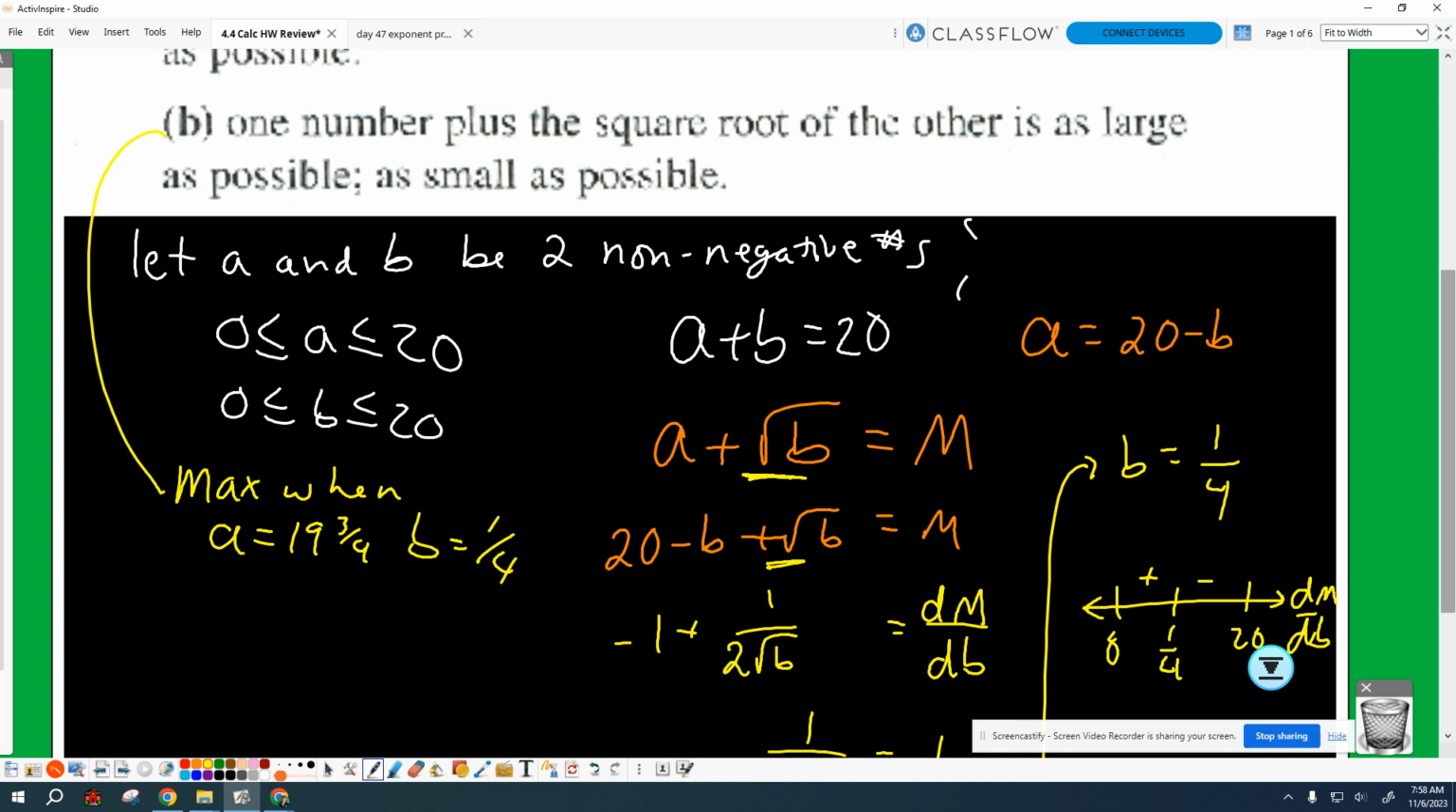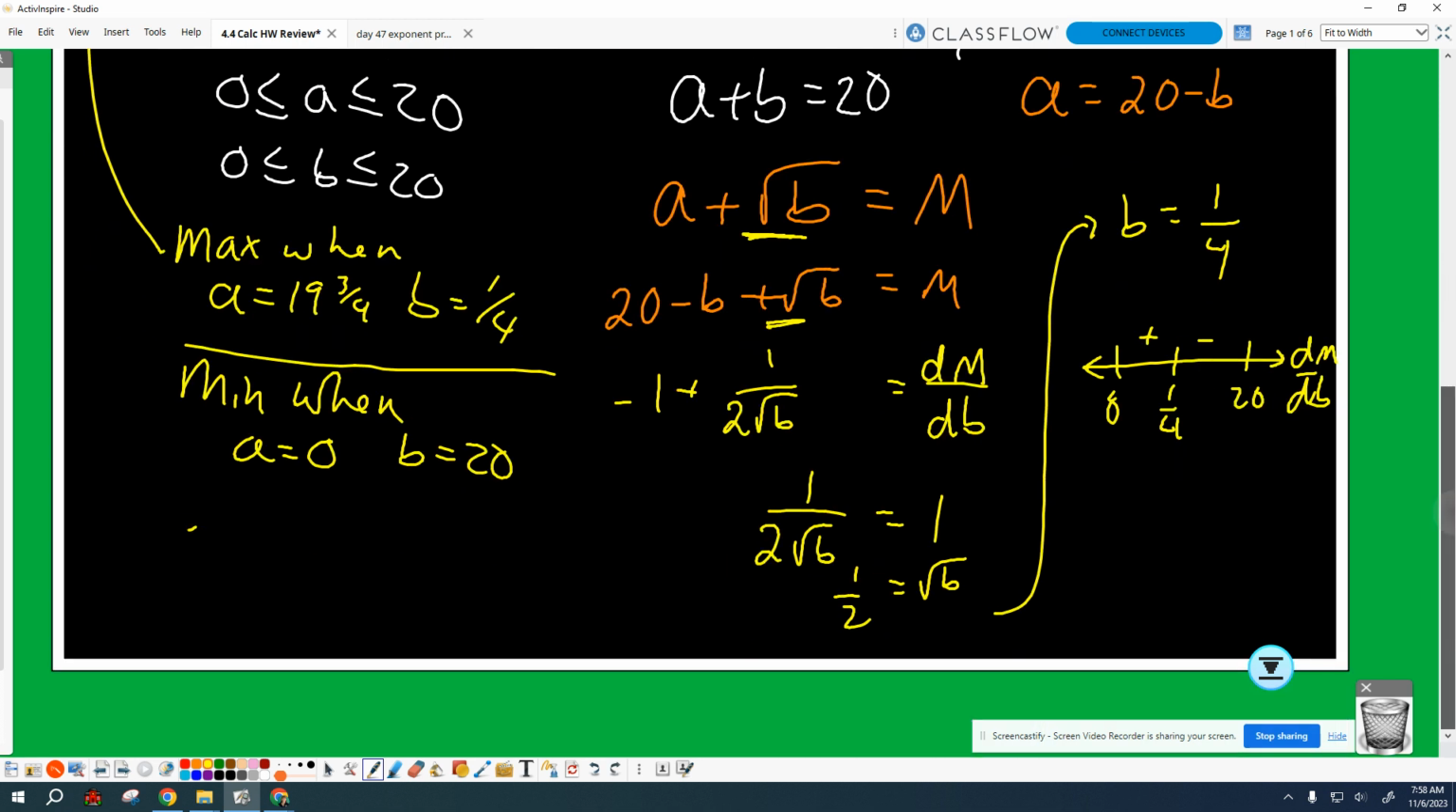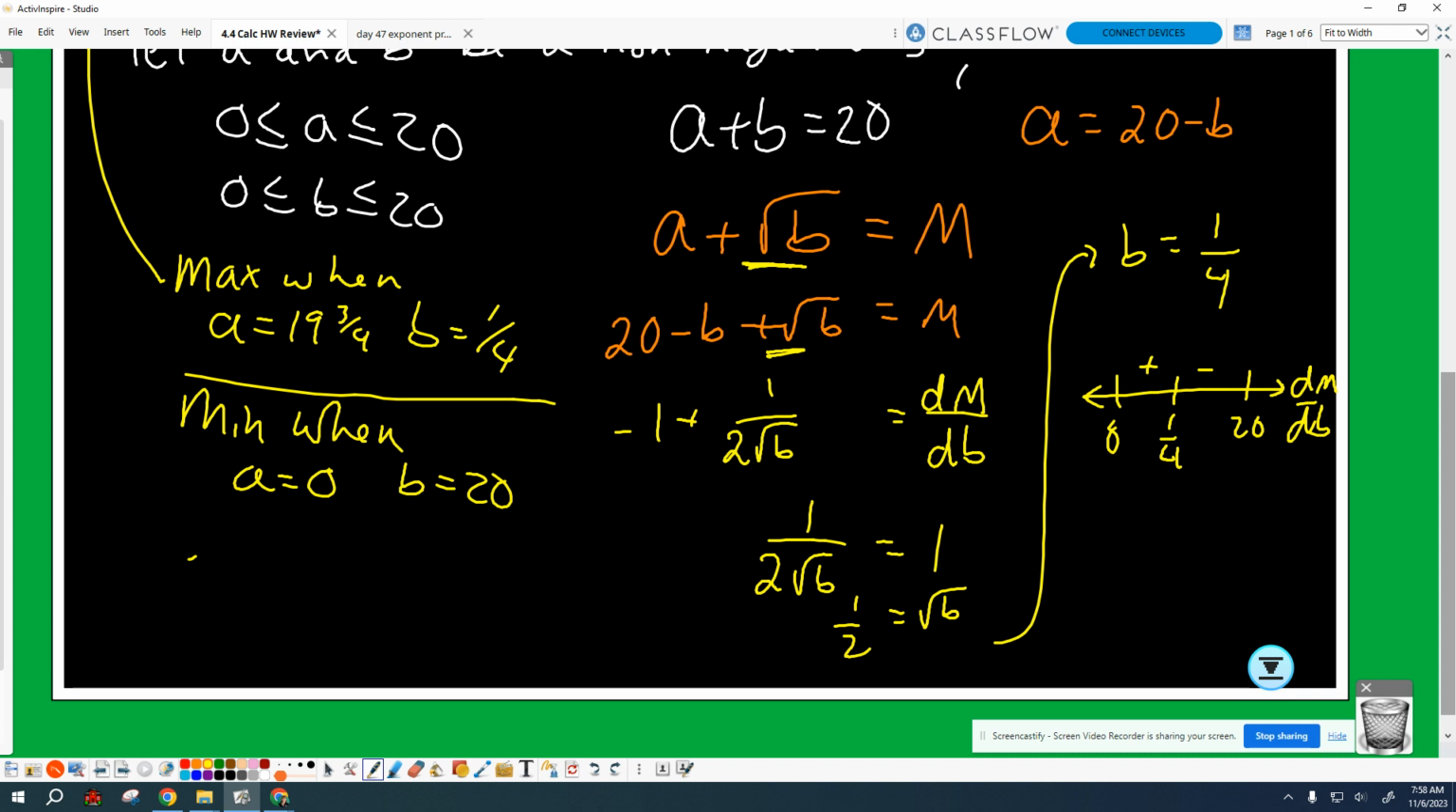Is A 20 or is B 20? Makes B 20. Then A's good. You guys agree? It says there's a minimum of this when A is 0 and B is 20. And how did he know? Because if 20 was A, then it would be 20 plus 0, which is 20, and that's too big.